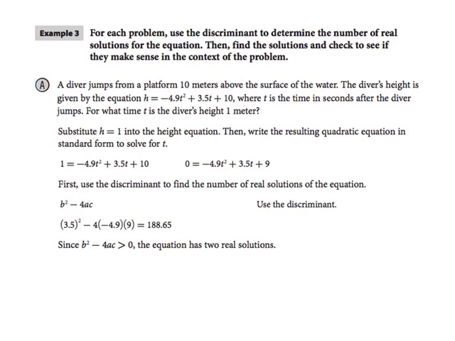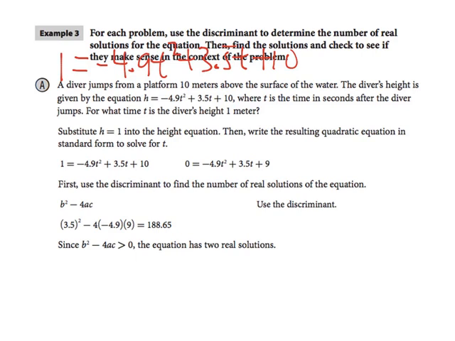Right. So let's go to our first example 3. A diver jumps from a platform 10 meters above the surface of the water. The diver height is given by the equation h equal to negative 4.9 t squared plus 3.5 t plus 10, where t is the time in seconds after the diver jumps. For what time t is the diver height 1 meter? So then we're using 1 meter. So then our equation is going to be 1 equal to negative 4.9 t squared plus 3.5 t plus 10.